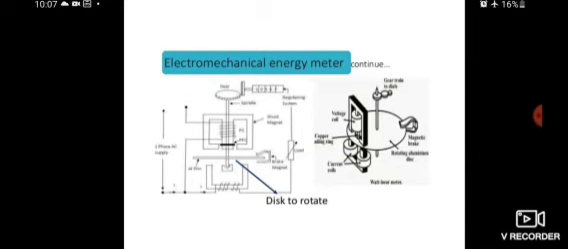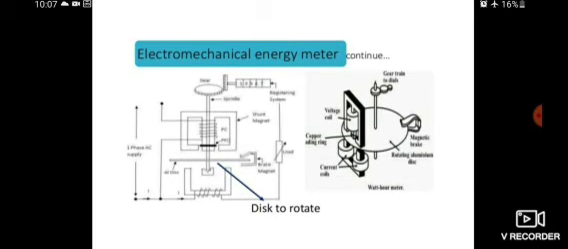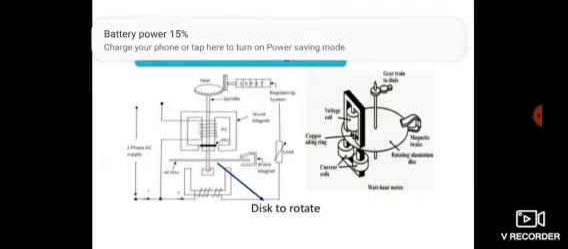This is the diagram of the electromechanical energy meter. The center one is the disc to rotate, and it has a shunt magnet and a brake magnet. The supply is single phase AC, and there is a gear mechanism with a register mechanism across the load.